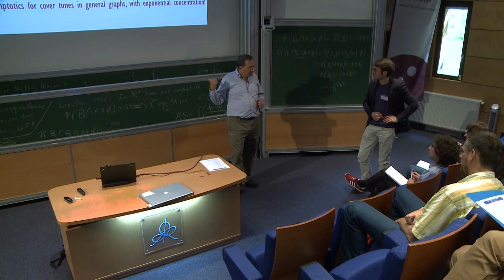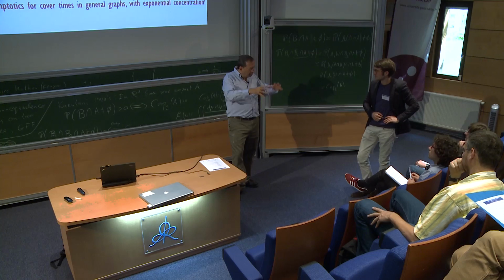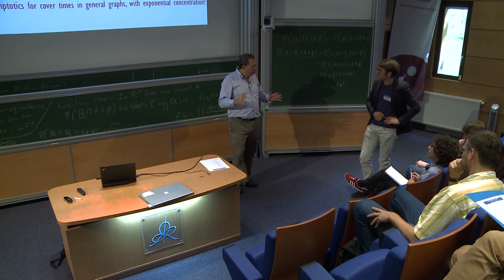This has an analog in two dimensions. In two dimensions, you have to vary the percolation probability as you go deeper. But everything works just by transferring to the tree.